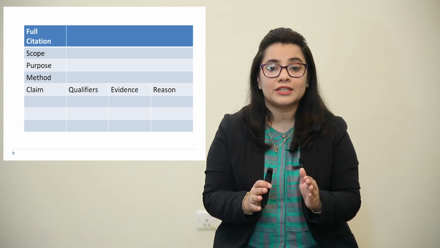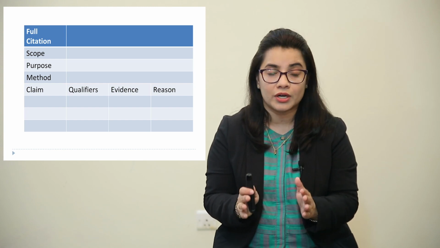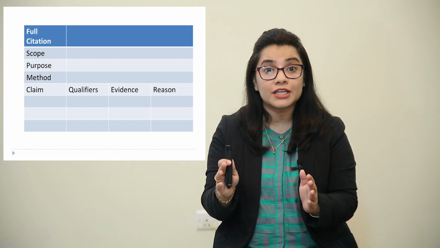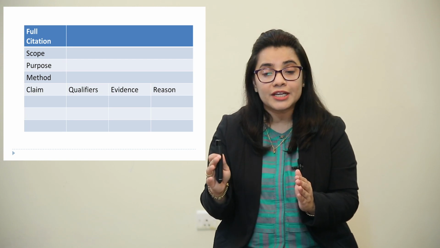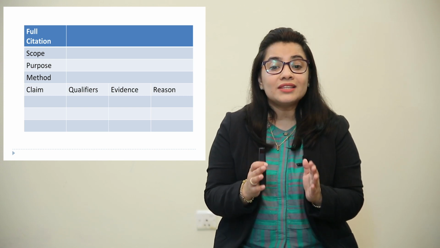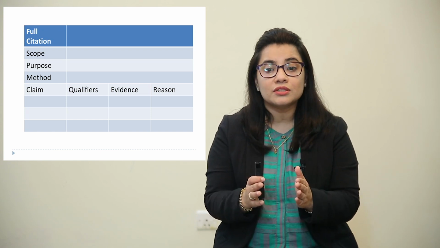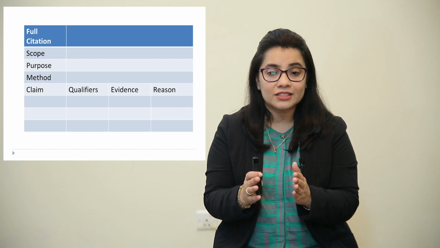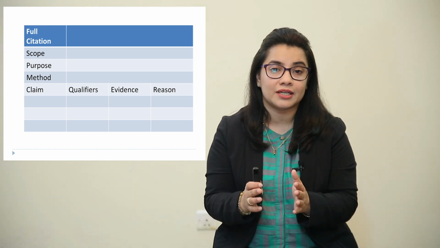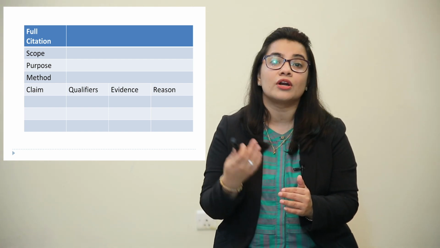This table shows that you can have this kind of manual table in an MS Excel file or maybe in MS Word. In the first column you can have the full citation, then you can add the scope of the study you are reviewing, then the purpose of the study you are reviewing, then the method. What claims the author made in that study, put in this column. What qualifiers have been used in the study, put in the next column. What evidence has been used and what reasons have been used by the authors while interpreting the data. This is very, very important. You need to develop this kind of table for all the studies you are reviewing in your literature.